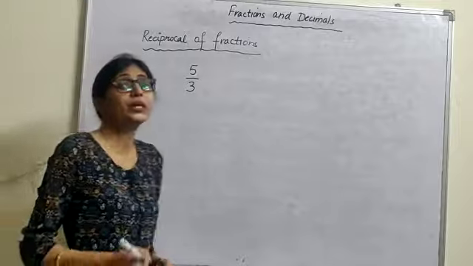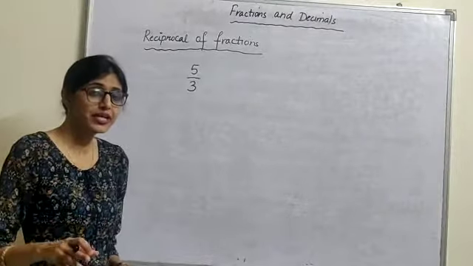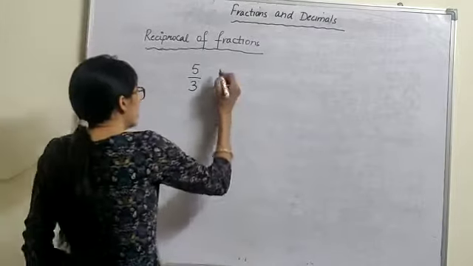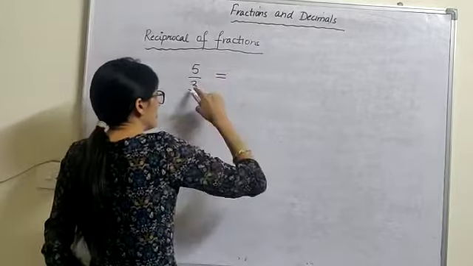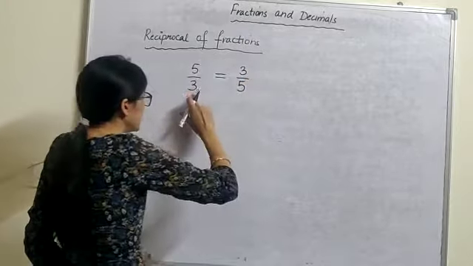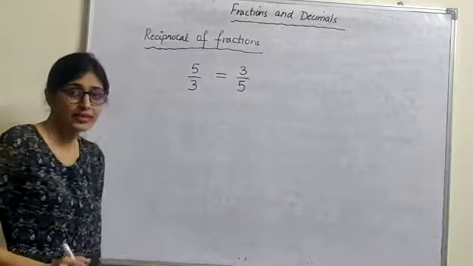When I talk about reciprocal, the numerator is converted into denominator and the denominator is converted into numerator. So the reciprocal of this fraction is 3 by 5. Denominator becomes numerator, numerator becomes denominator.